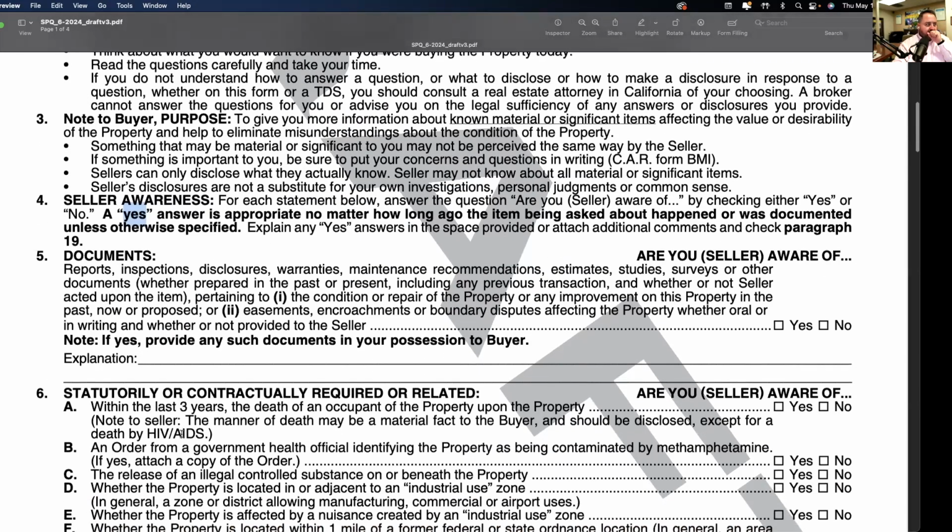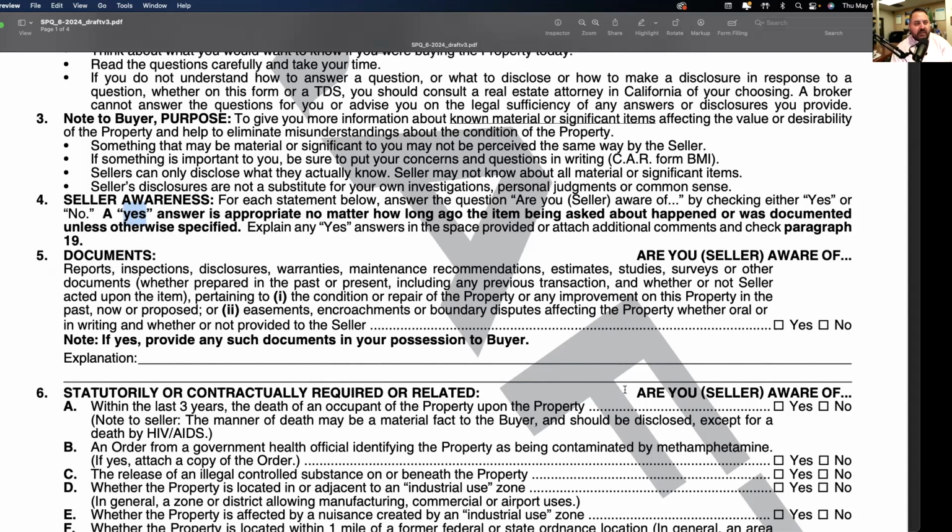Okay, so documents. Are you, the seller, aware? Here we go. We're getting into it already. Are you, the seller, aware of any reports, inspections, disclosure, warranties, maintenance recommendations, estimates, studies, surveys, or other documents, whether prepared in the past or present, including any previous transaction, and whether or not seller acted upon them, pertaining to the condition or repair of the property or any improvement on this property in the past, now, or proposed, or easements, encroachments, or boundary disputes affecting the property, whether oral or in writing, and whether or not they're provided by the seller? Yes or no? Do you know about those things?